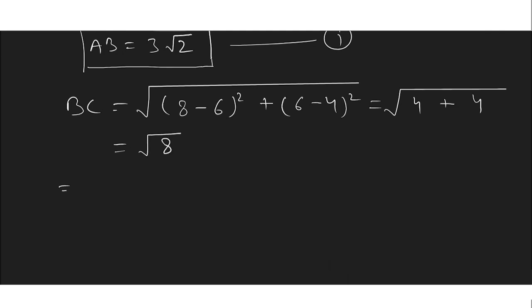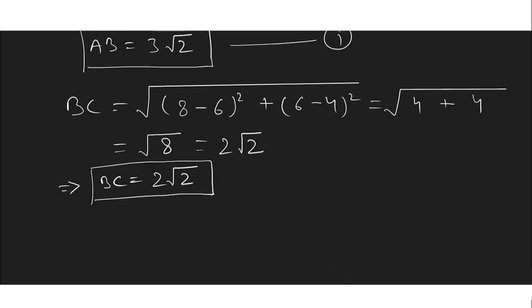We can further write it down. BC is equal to 2 square root of 2, and can be simplified as 2 root 2. In similar fashion, we prime factorize 8 and then we arrive at this figure. So BC is equal to 2 square root of 2. This is result number 2.